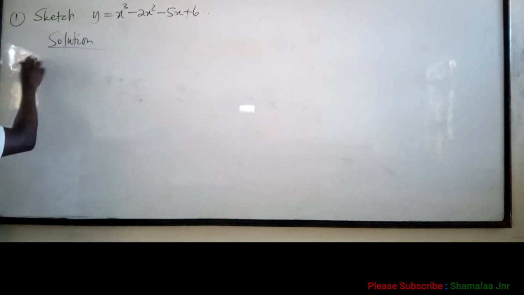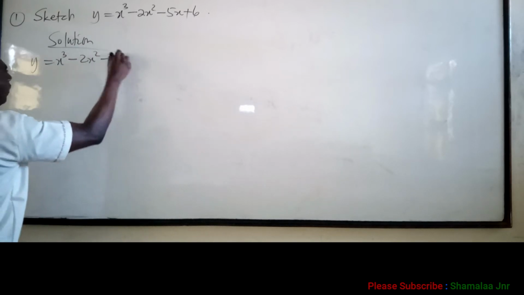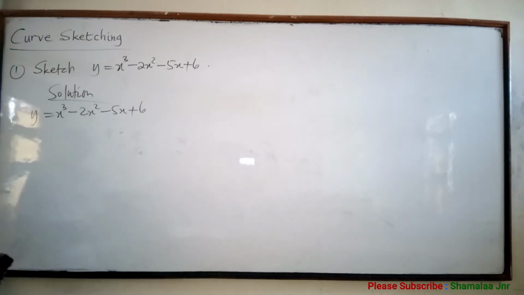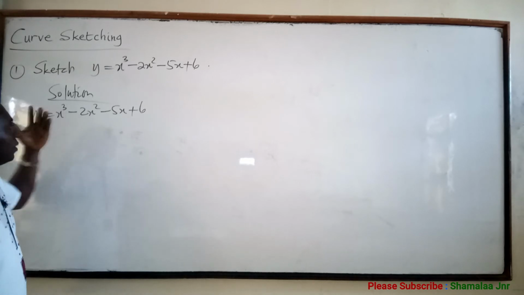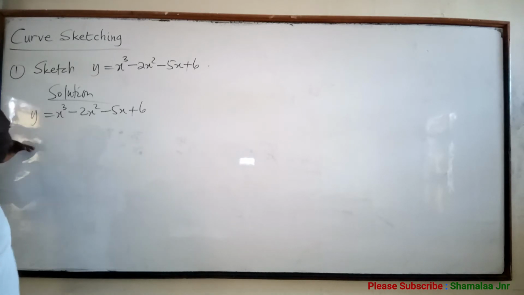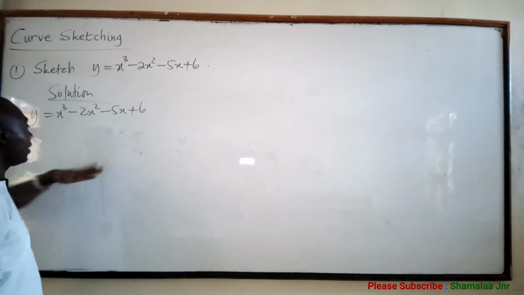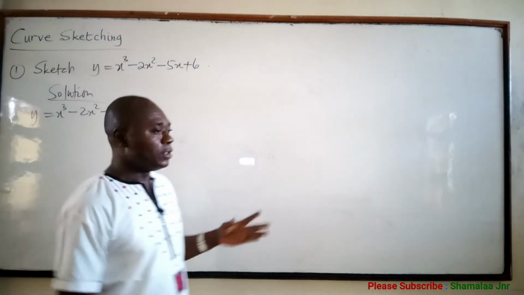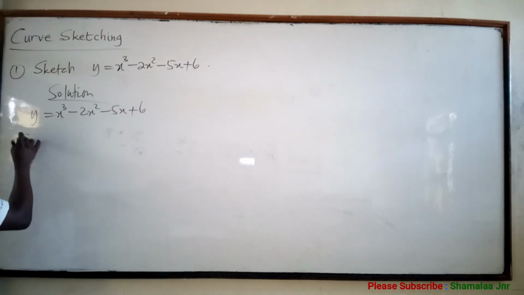So we have y is equal to x cubed minus 2x squared minus 5x plus 6. Now, the first thing to do is to find the intercepts on the y-axis. Then when you are done with that, you find the intercepts on the x-axis. Yes, you can decide to find the intercepts on the x-axis first and find that of the y. The point is that you find those intercepts.